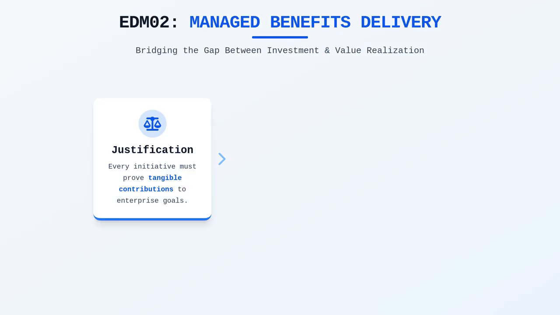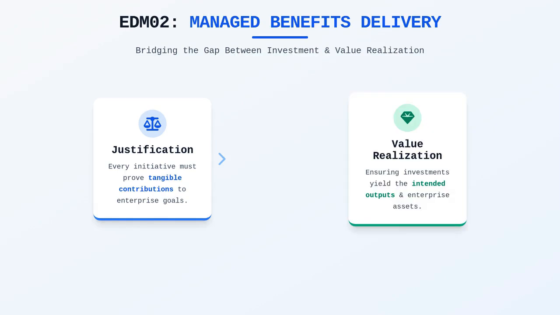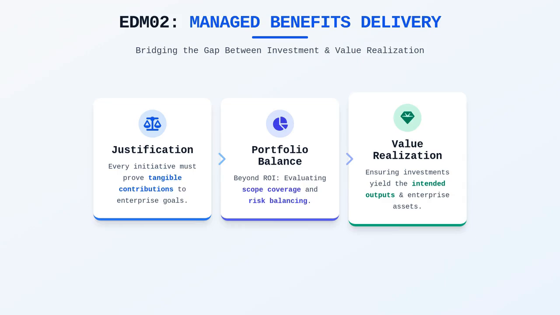Moving into EDM 02, we address managed benefits delivery, which bridges the gap between investment and value realization. In a mature organization, every IT project or initiative must justify its existence through tangible contributions to enterprise goals. The governing body must ensure that these investments are not merely executed, but that they yield the intended output. This is not just about financial return on investment.